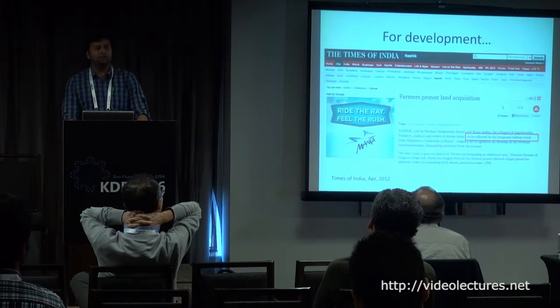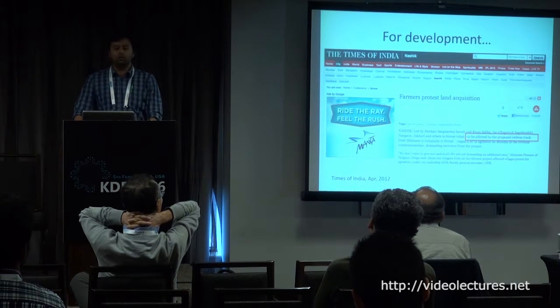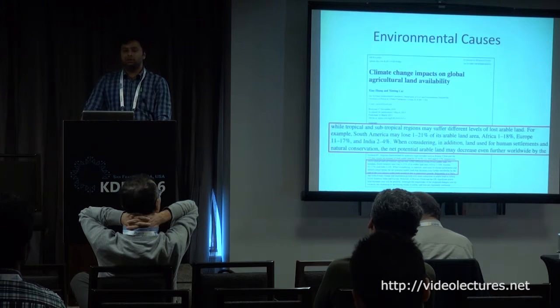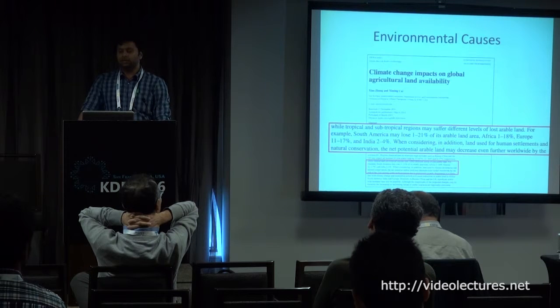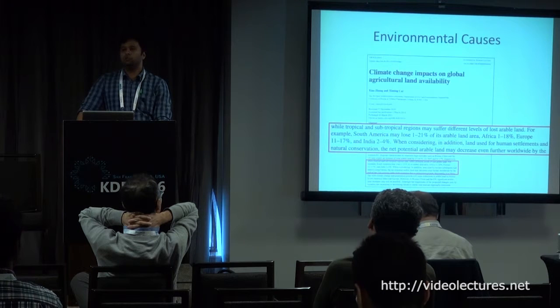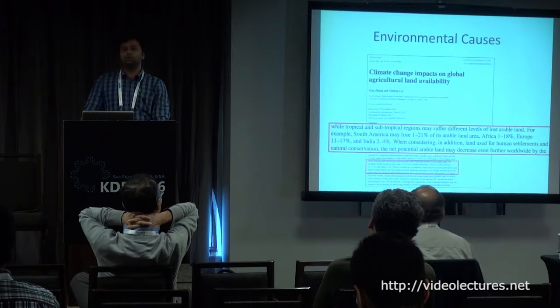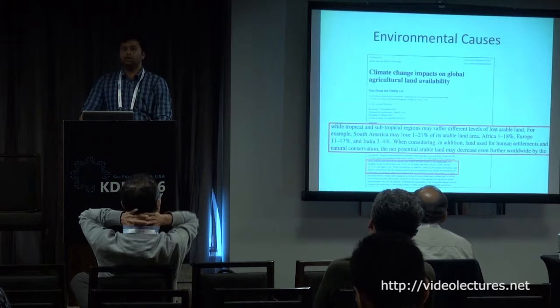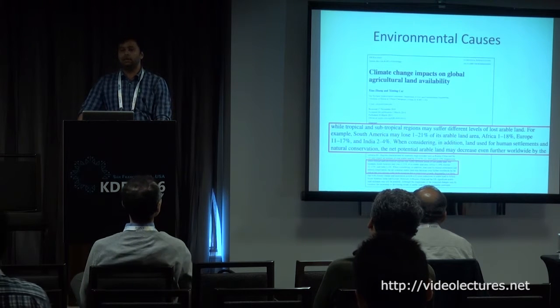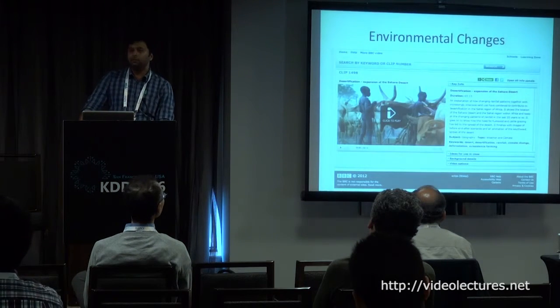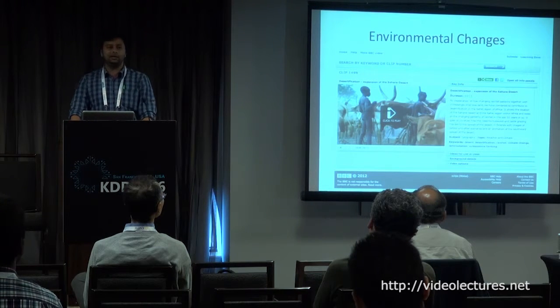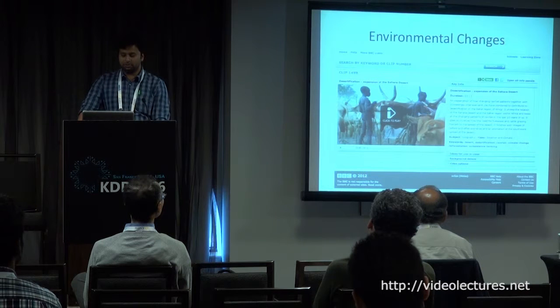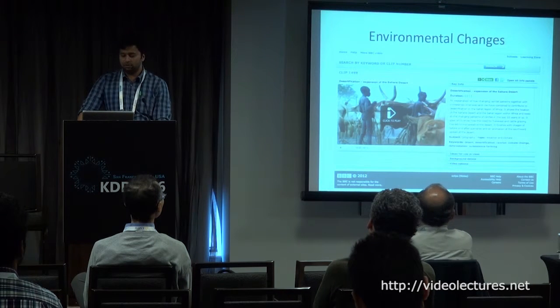And so development, industrial or urban expansion is not the only culprit. Environmental causes are also resulting in degradation or reduction in agricultural land. This journal article has a projection across the world of how much agricultural land is going to get reduced in the coming years due to changing climatic conditions. And here's another report which is talking about how the Sahara Desert is expanding at an alarming rate in a southern direction.